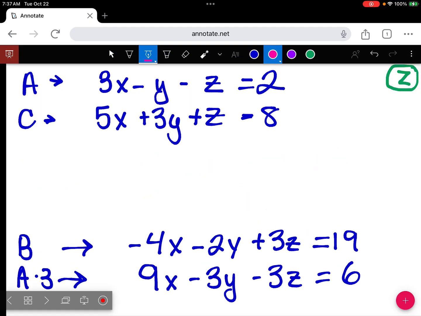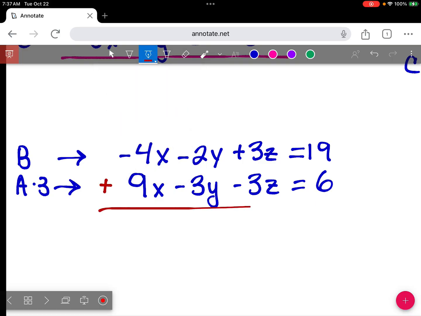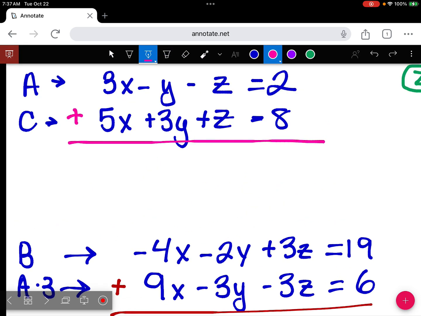Okay. So now we're going to come through and do both of these additions. On our first one, I've got 3x plus 5x. That's going to give me 8x. Minus y plus 3y gives me 2y. Minus z plus z cancels out. And then we have 2 plus 8, which is 10.